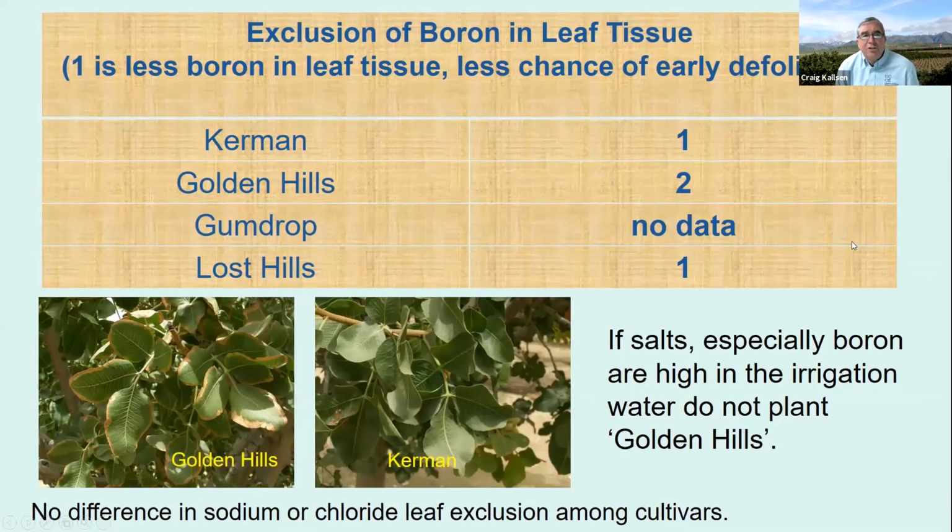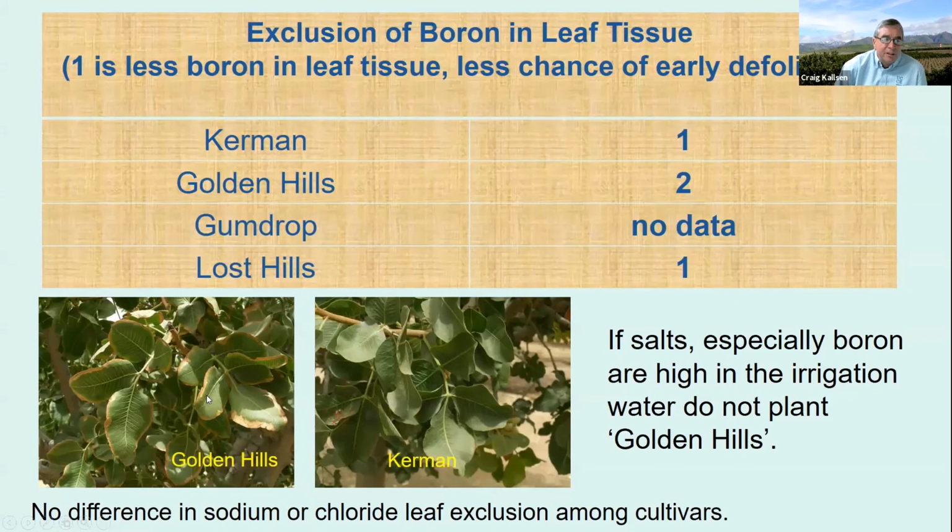So we also have an issue of the ability of the trees to exclude salts. And you think that'd be more of a rootstock effect, but we see it very obviously in Golden Hills. It tends to absorb more boron into the leaf than does Kerman or Lost Hills. Gumdrop we don't have any data for.